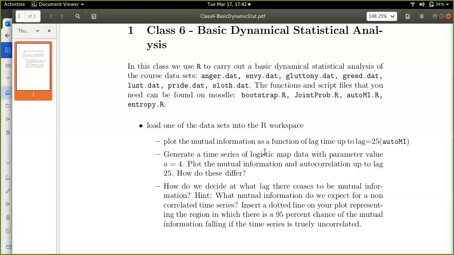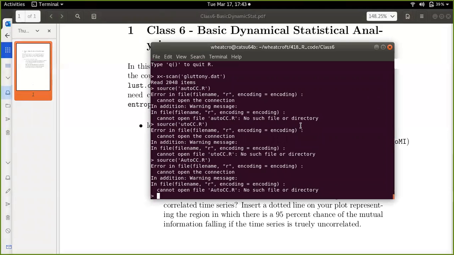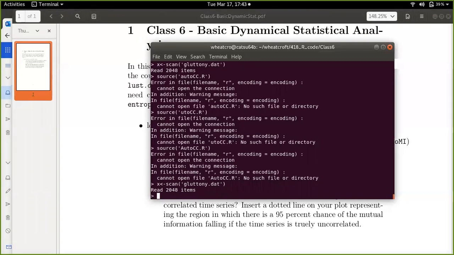Okay, so let's look at some of these data sets and show how the auto mutual information works, and the cases in which it is able to show these relationships where the linear correlation is not. So let's start with a linear data set. We talked last time about how the gluttony data set is a linear stochastic process. So let's read that in. We'll call it X.